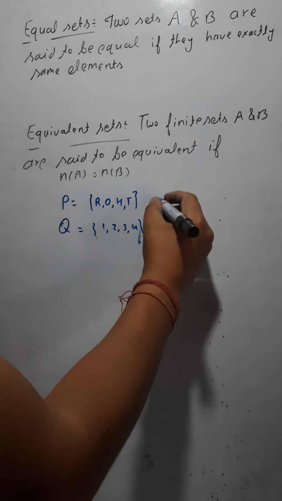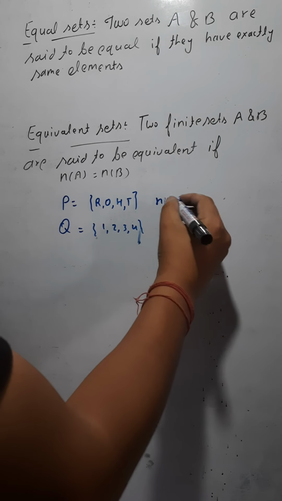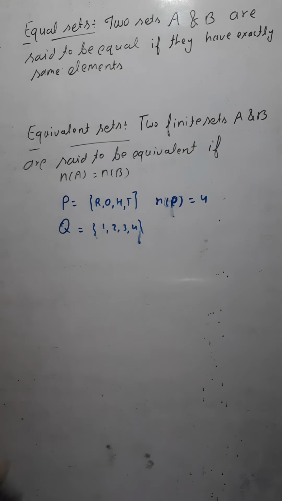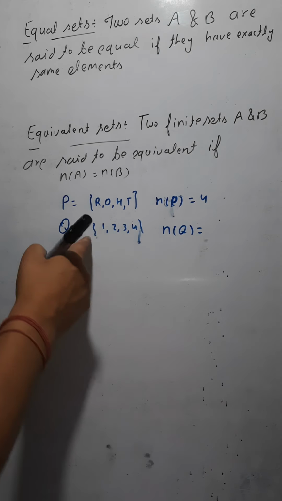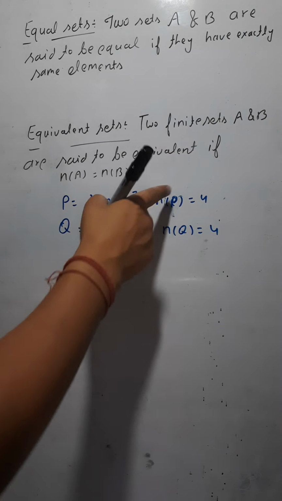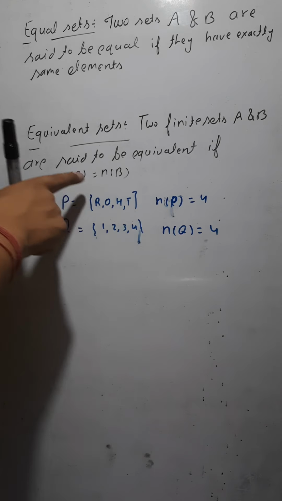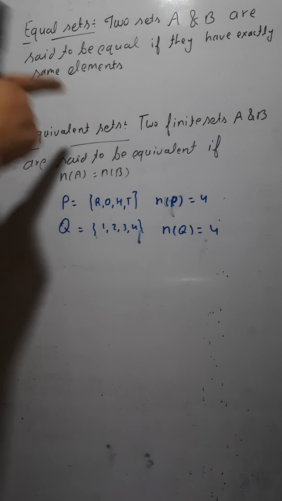Check out the cardinality of set P. How many elements are here? 1, 2, 3, 4 elements. This is the cardinal number or cardinality of P. Now find out the cardinality of Q. How many elements? Again 4 elements. So both have the same cardinality. So you can say P and Q are an example of equivalent sets. They are not equal sets, because their cardinality is the same. If the cardinality is the same, you call such sets equivalent sets.